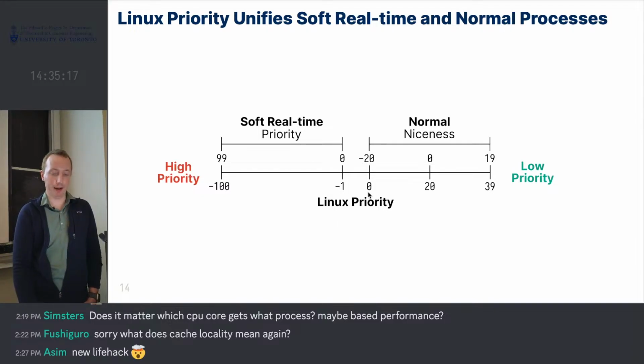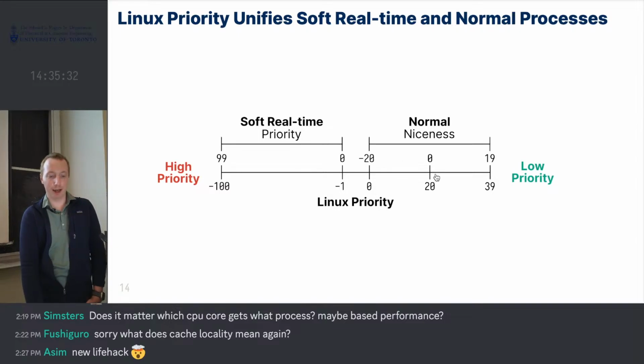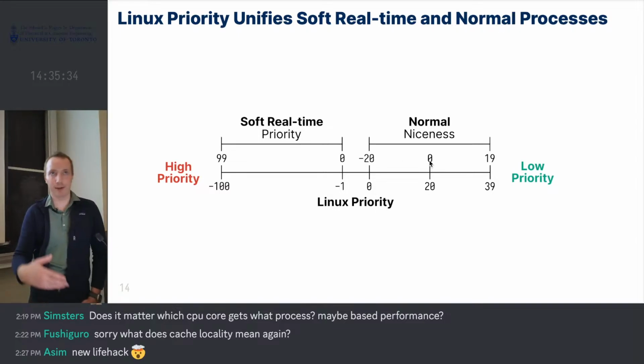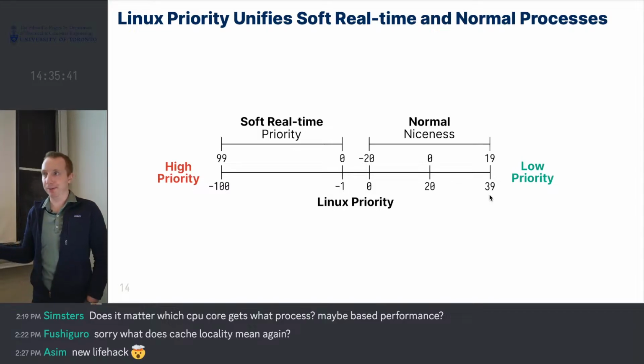And in Linux, if it's 0 or above, so if it's positive, then it means it's a normal process and it has to deal with niceness. So 0 means it is -20 niceness, and 20 means it's 0, it's just scaled a little bit. And 39 is just 19. So they're off by 20.